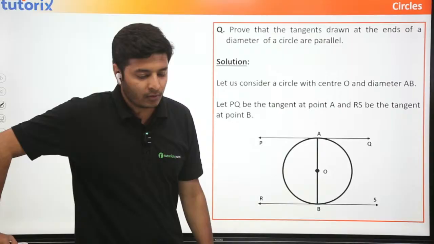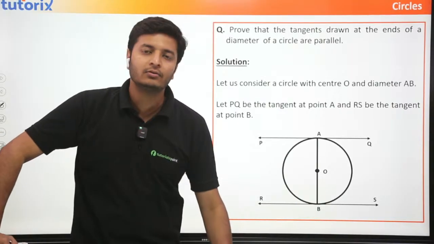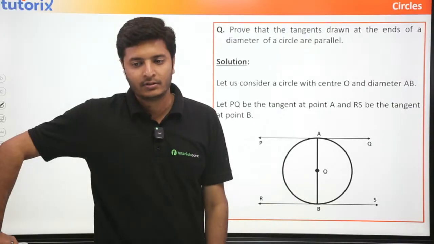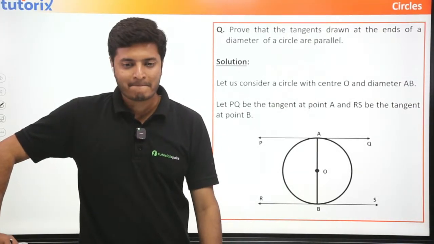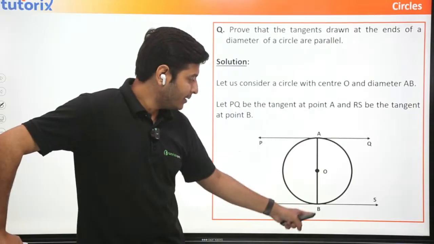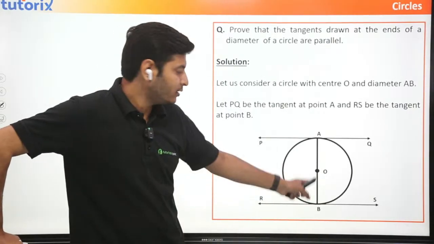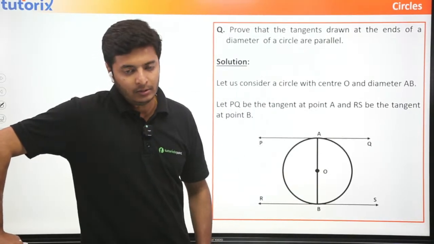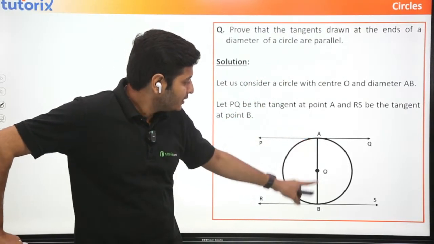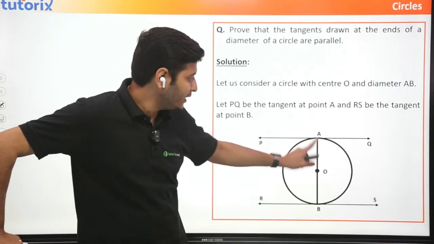So, if any chord is passing through the center of a circle, that is known as the diameter. Correct? This is the longest chord. Suppose in this circle, this is the diameter AB passing through the center O. Now, according to the statement of the problem, this diameter is meeting the circle at two points, A and B.